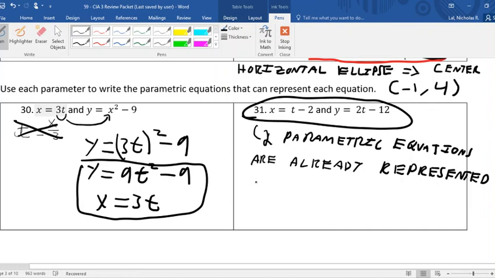So therefore, two parametric equations are already represented, and so therefore you can't really do any work here.